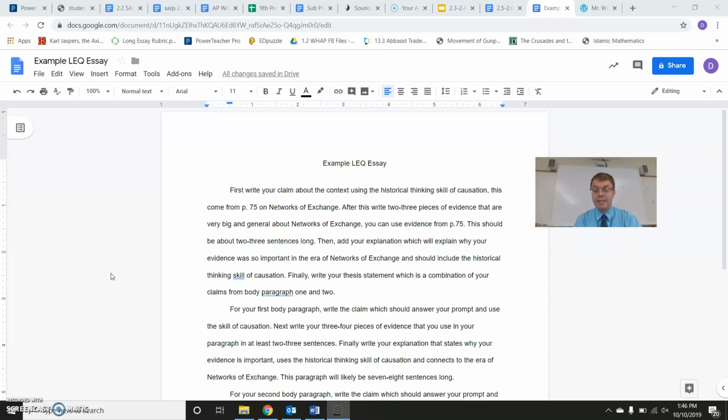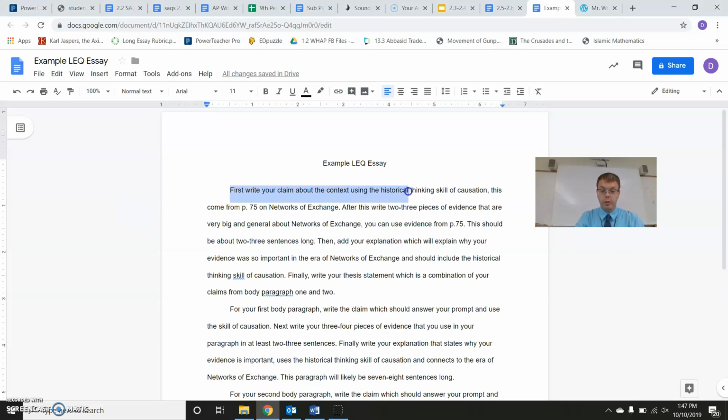This is kind of like an example format of what your LEQ is supposed to look like. I'll read through it with you. We can pause it right now if we need to, but make sure everybody has one. I'm going to explain the directions. This is how your body paragraphs are supposed to look, so have yours out in front of you and make sure they match up with this.